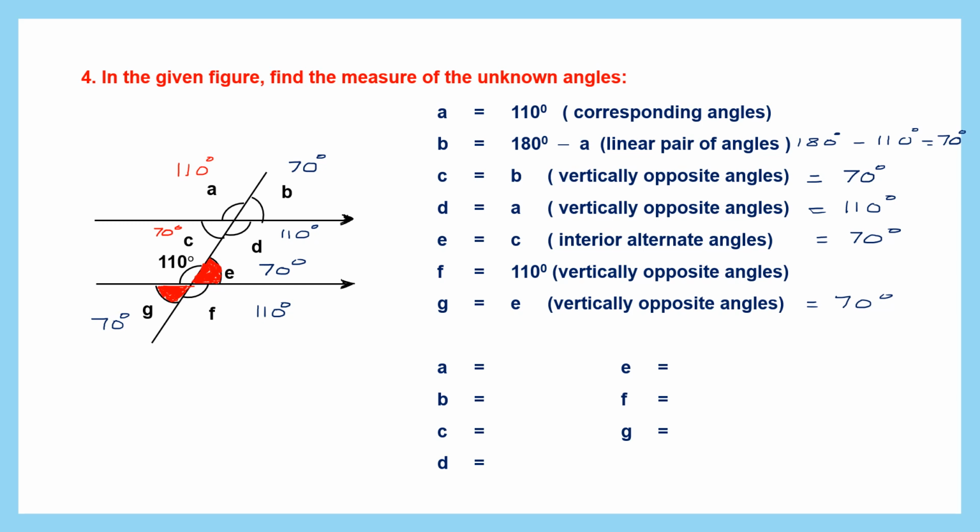So here let's write A is equal to 110 degrees. B, we just found out here, B is equal to 70 degrees. C, let's see how much C is. C is equal to 70 degrees. D is equal to 110 degrees. Angle E is equal to 70 degrees. F is equal to 110 degrees. And G is equal to 70 degrees. So now we have found all these angles.